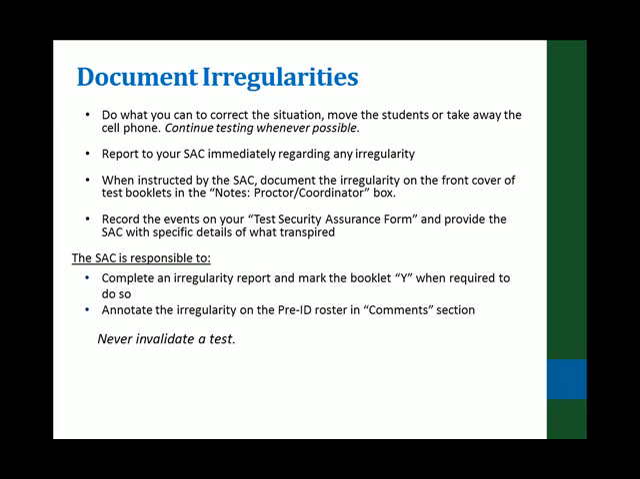When instructed by the school assessment coordinator, document the irregularity on the front cover of the test booklet in the notes box. Record the events on your test security assurance form and provide the school assessment coordinator with specific details of what transpired. The school assessment coordinator is then responsible to complete an irregularity report and mark the booklet Y for irregularity when required to do so, and annotate the irregularity on the pre-ID roster.